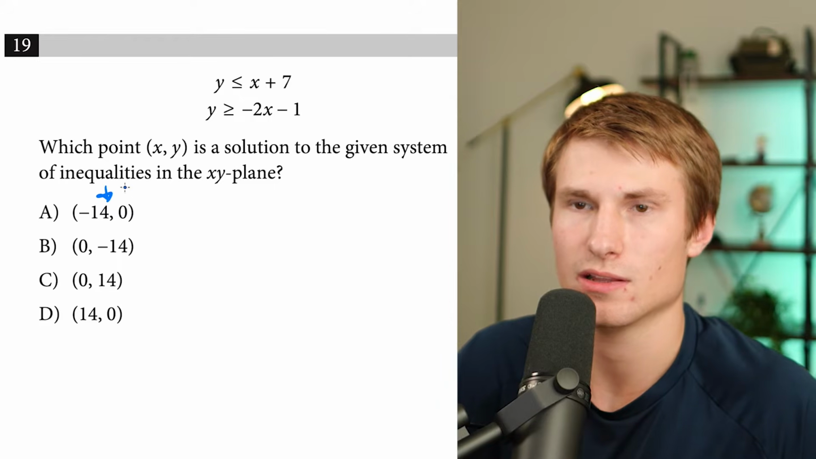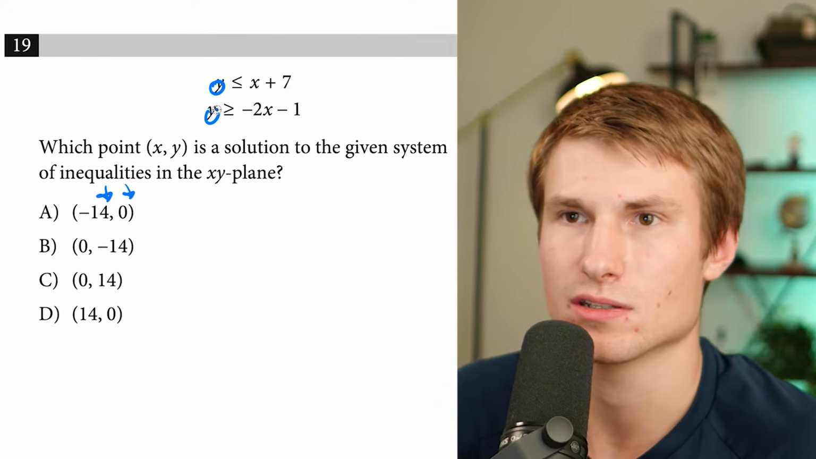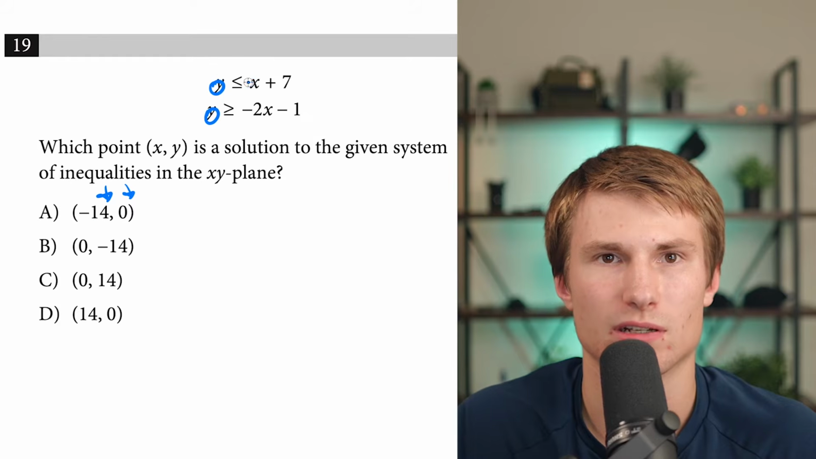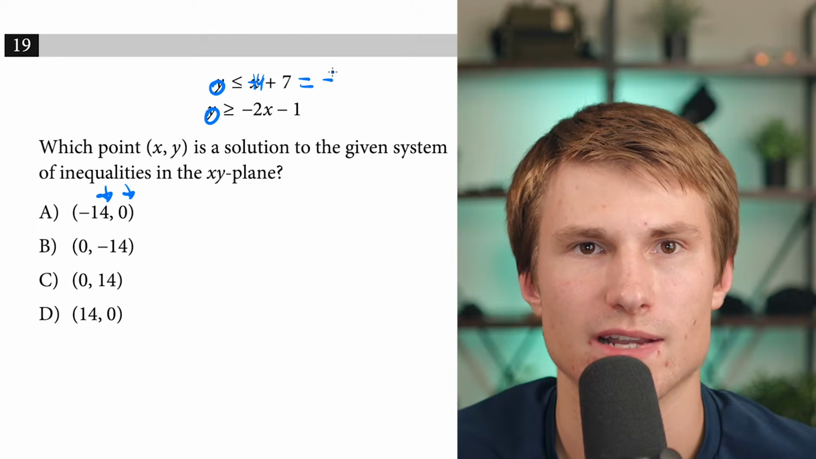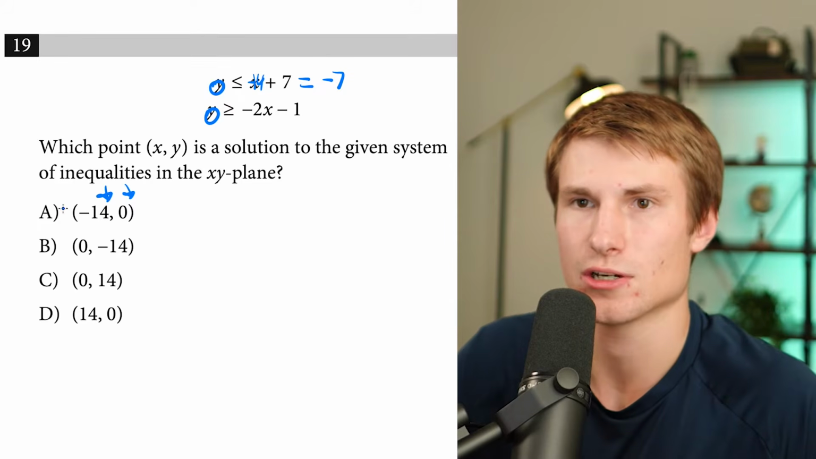So let's go ahead and plug in that 0 for y. So 0 and 0. Then we'll plug in negative 14 for x. Negative 14 plus 7 is going to equal negative 7. Is negative 7 greater than or equal to 0? It is not. So A is incorrect.